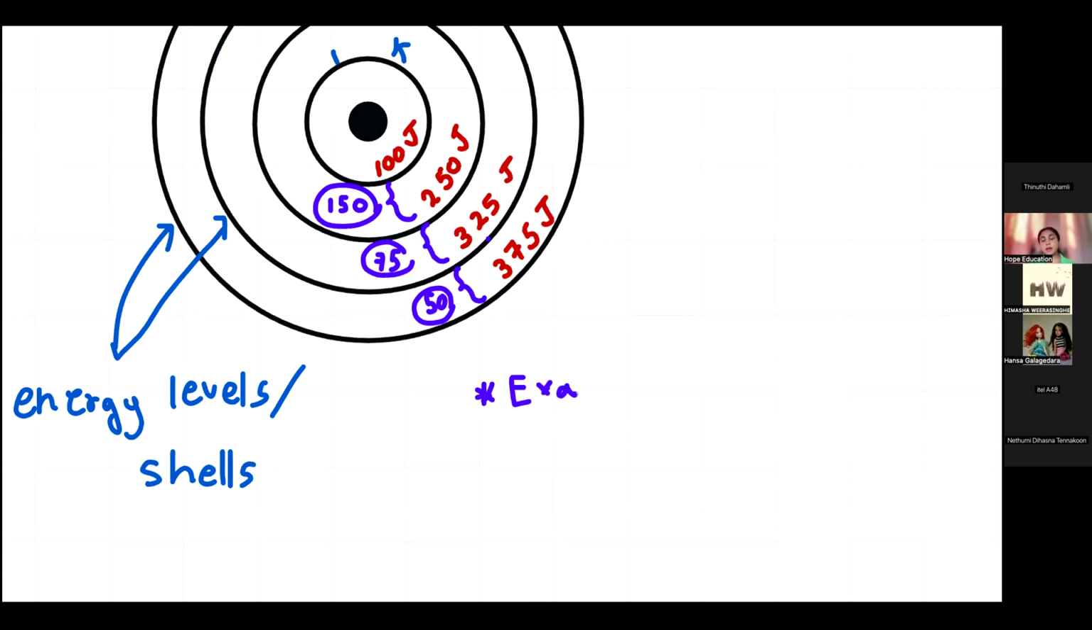So that is what Niels Bohr said, children. Ernest Rutherford said just that electrons revolve around the nucleus just like planets revolve around the sun. That's all Ernest Rutherford said. All the rest was said by Niels Bohr.